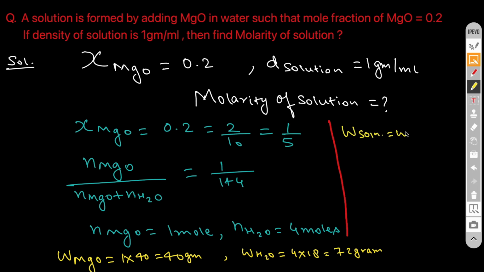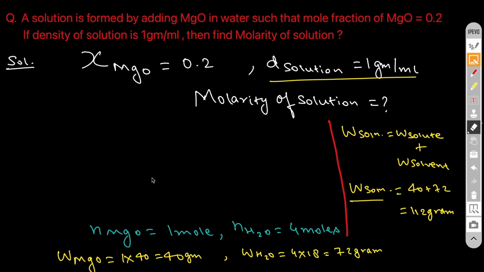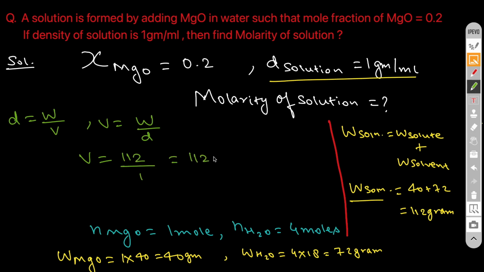Basically we'll write weight of solution is equal to weight of solute plus weight of solvent. So weight of solute here is 40 gram and weight of solvent here is 72 grams. So 40 plus 72, it will come out to be 112 grams. Density of solution given here is 1 gram per ml. We'll further solve. We'll basically find the volume of solution. So density is weight divided by volume. Volume can be written as weight divided by density. So volume is weight, which is 112, divided by density, which is 1. It will come out to be 112 ml.